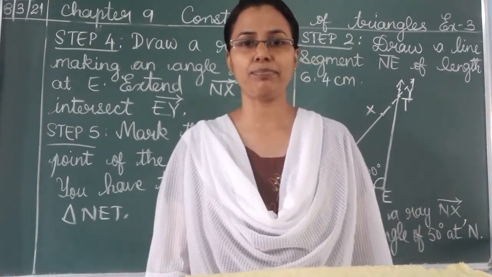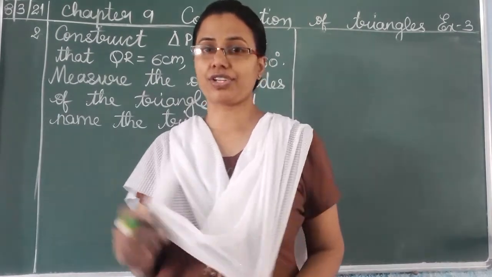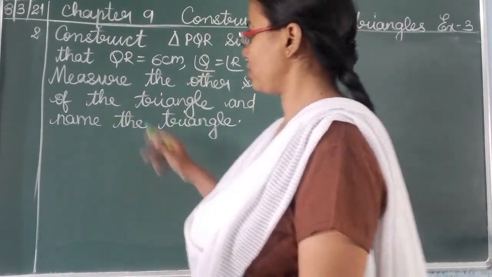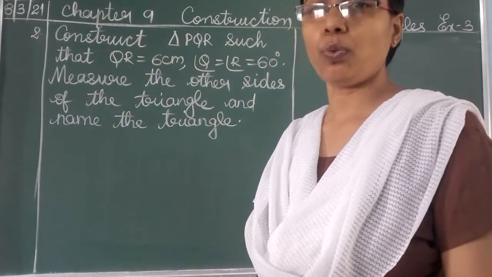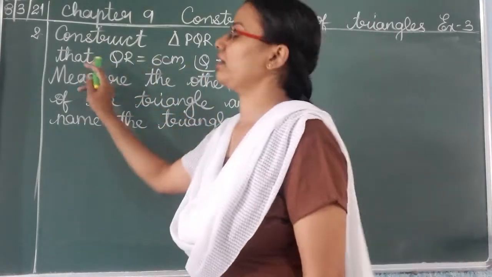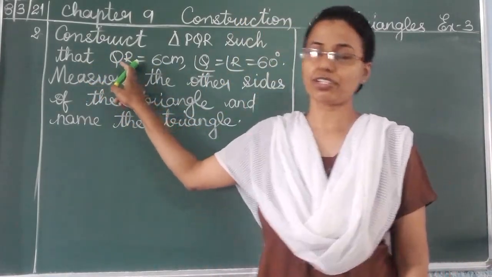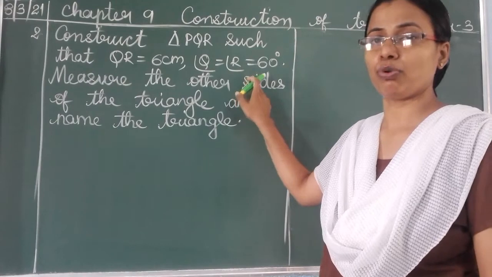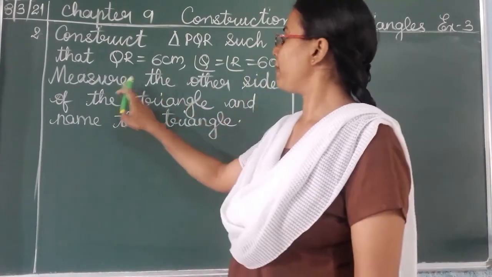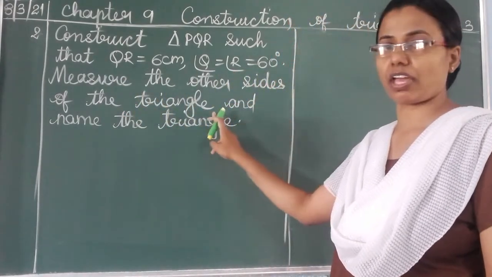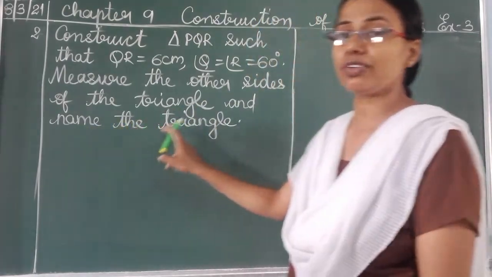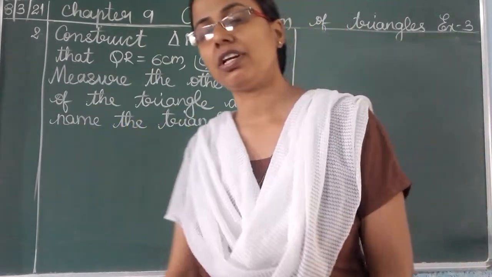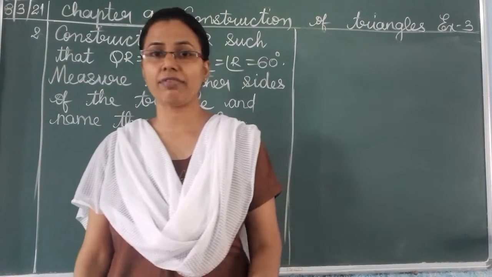All the 5 steps. The second construction. The second question is, construct triangle PQR such that QR is equal to 6 centimeters, angle Q and angle R both are equal to 60 degrees. Measure the other sides of the triangle and name the triangle. This is the question given. So what is the step that we have to do first?